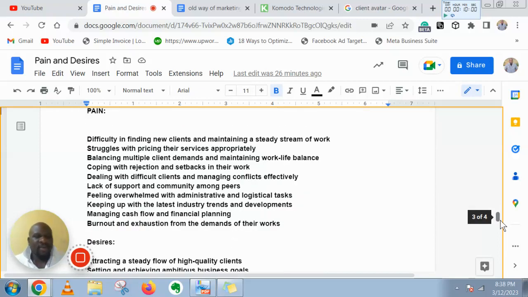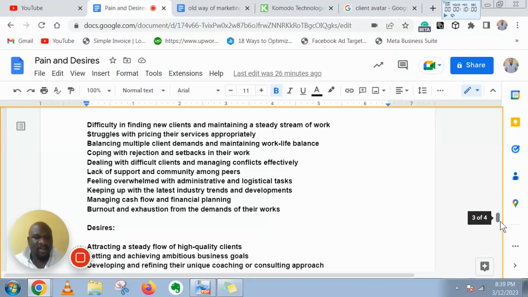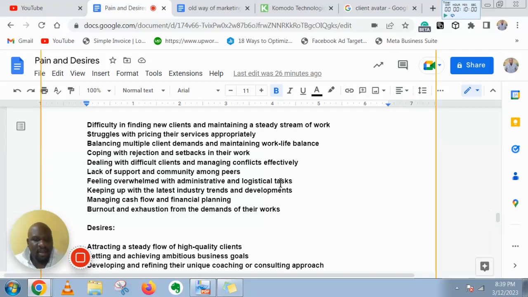So in pain points, there were 10, and in desires there were 10. I think there's like 10 here, 10 here. So there's two additional ones. The last two would be burnout and exhaustion from demands of their work, feeling overwhelmed by administrative and logistic tasks, and lack of support and community among peers.